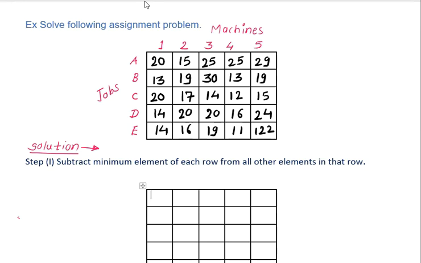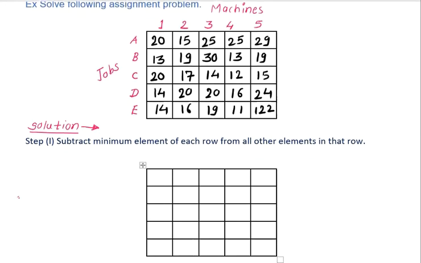Solve the following assignment problem. 5 jobs and 5 machines are given, and the costs of performing these 5 jobs on these 5 machines are given. Find the optimum assignment which will minimize the cost of performing these 5 jobs on 5 machines. So let us use the Hungarian method to find the optimum solution.